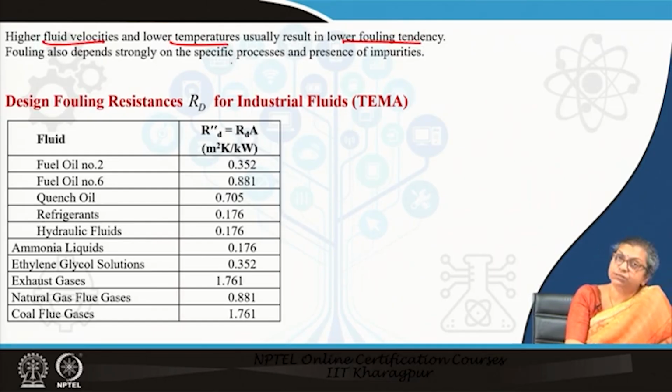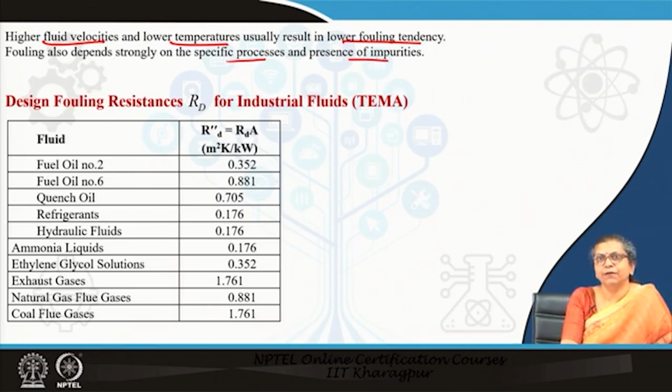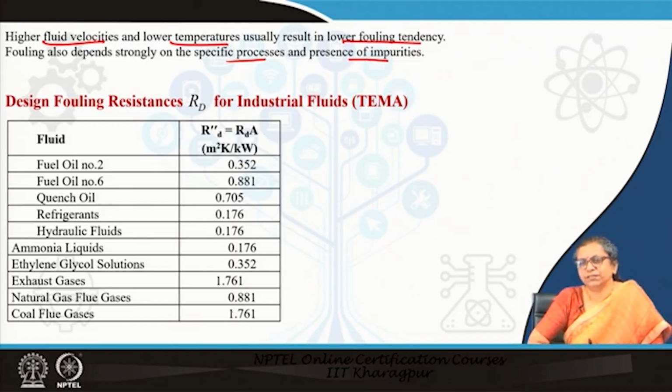And fouling also depends upon specific processes and the presence of impurities. This is something very important for you to remember. For example, if you take naphtha from the crude distillation unit, you will find that there are very few aromatics there and the fouling factor is very low. But the same naphtha, if you take from a cracking unit, it contains a large number of olefins, and therefore, due to polymerization etc., they deposit on the surface, and under that condition the fouling factor is much higher.